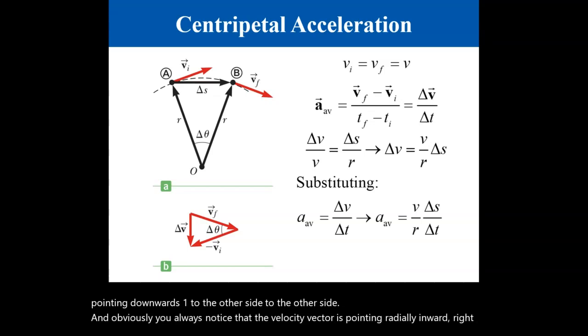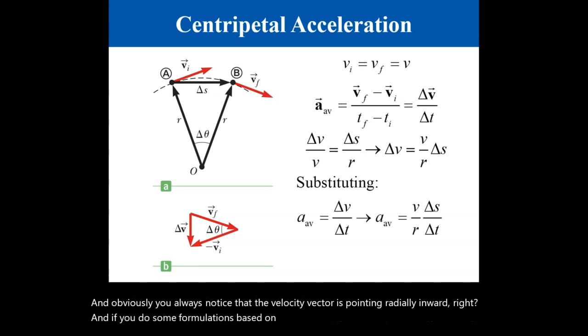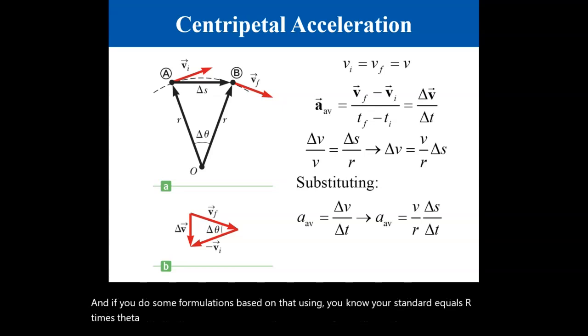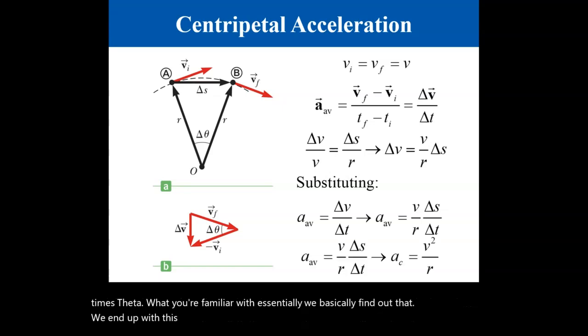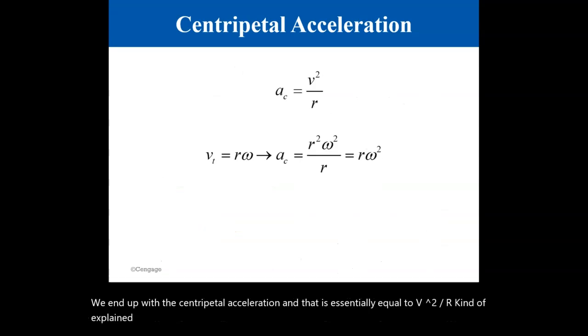And if you do some formulations based on that, using your standard s equals r times theta, that you're familiar with, you basically find out that we end up with a centripetal acceleration, and that is essentially equal to v squared over r. Kind of explained this already, right? So let's use your slides.